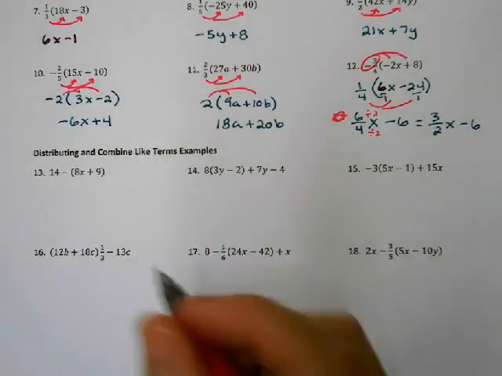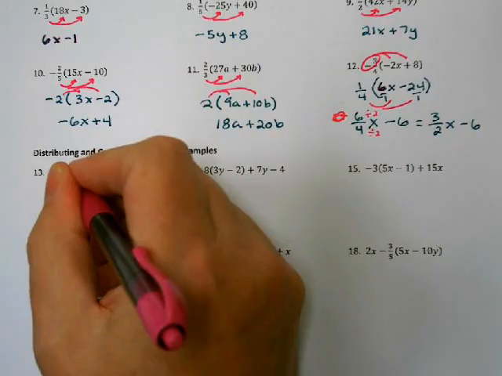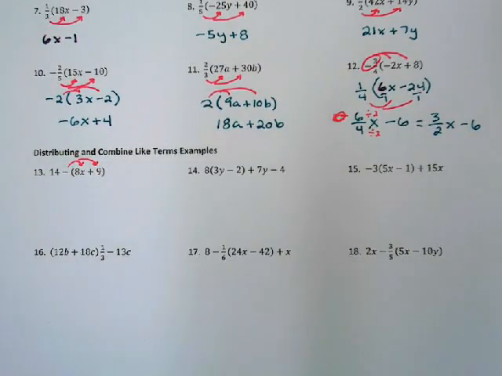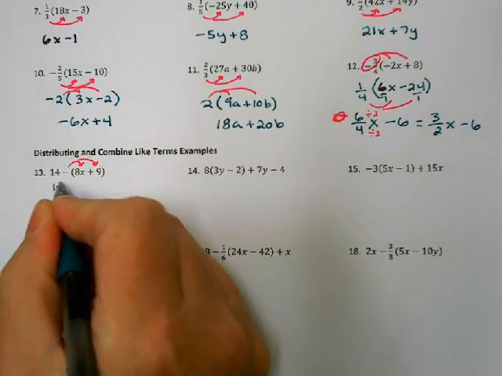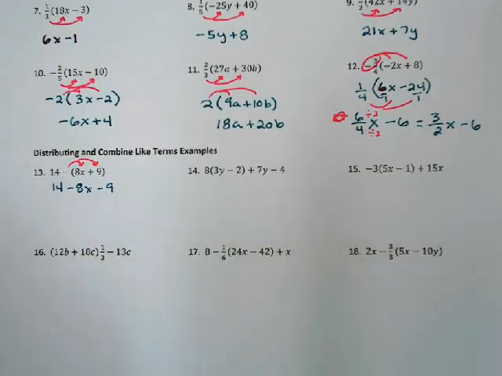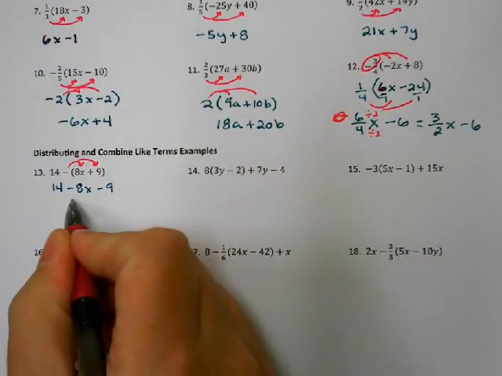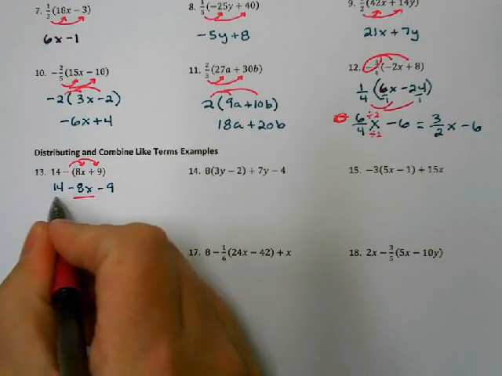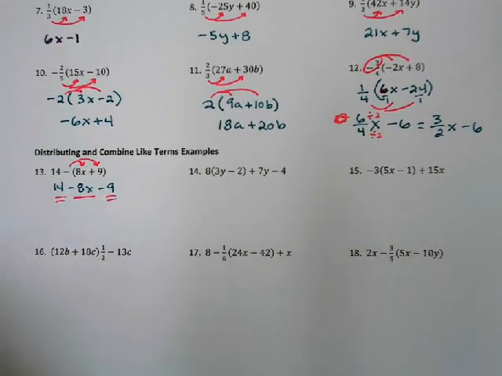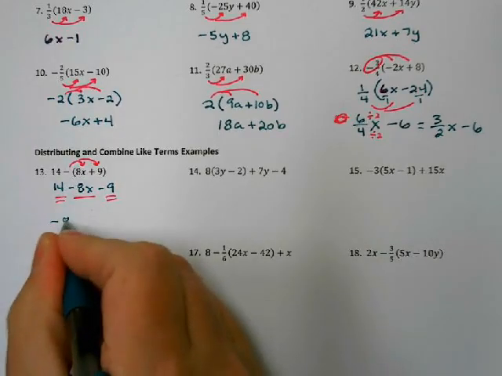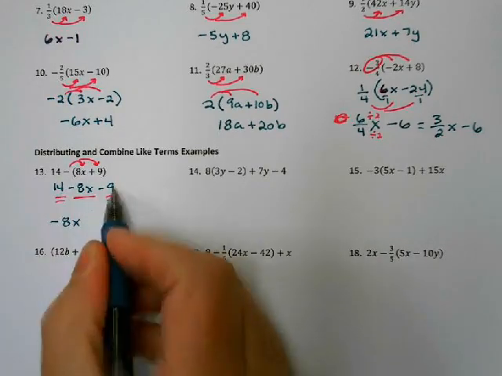So I'm going to distribute the -1. So I distribute -1, I get 14 minus 8x minus 9. And now I'm on to combining like terms, descending order. Then x would come first, and then these are my constants, and they would come second. So I would get -8x, and then I would combine 14 minus 9, and it gives us 5.